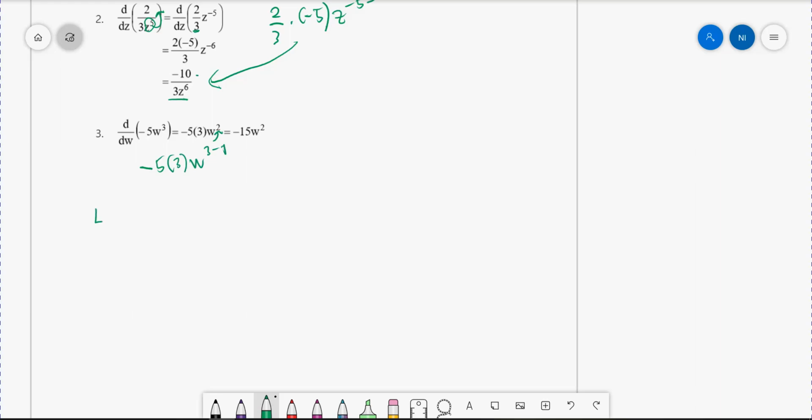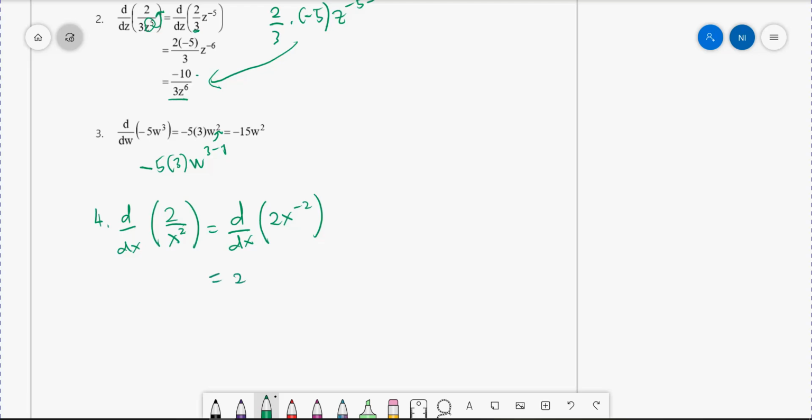Okay, for the fourth one, let's say we have d/dx of 2 over x to the power of 2. That means what you need to do first? You need to rewrite it, because you haven't differentiated the function yet. So it will be 2x to the power of negative 2 here. Differentiate 2x to the power of negative 2 with respect to x.